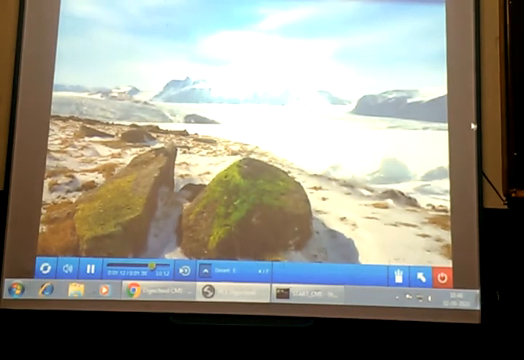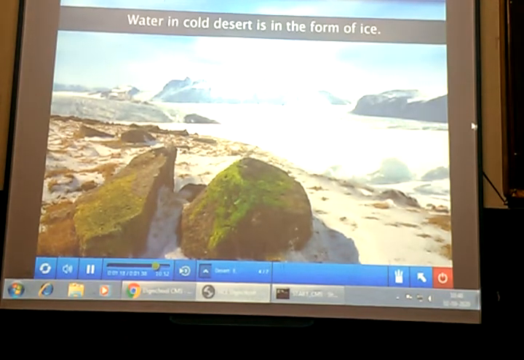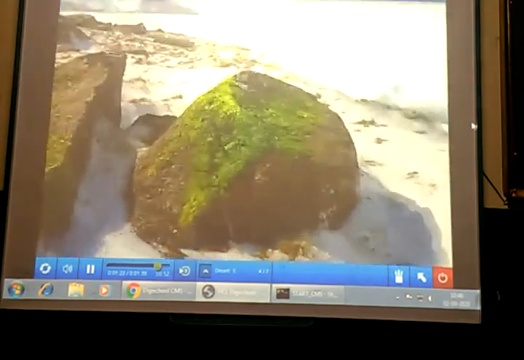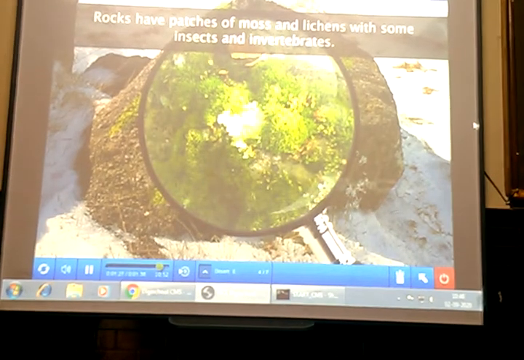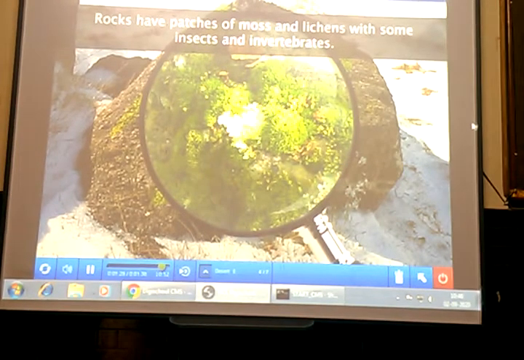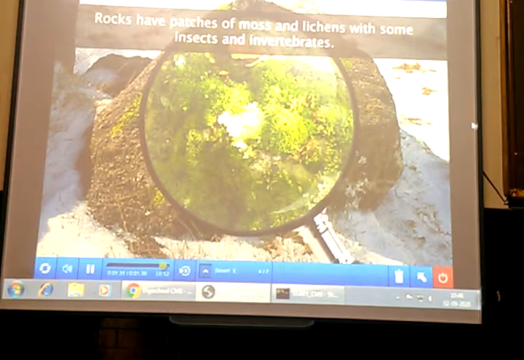Let's look at a cold desert ecosystem, like the Antarctic region. Water here is in the form of ice. Rocks are bare except for patches of moss and lichens that have insects and other invertebrates living among them.